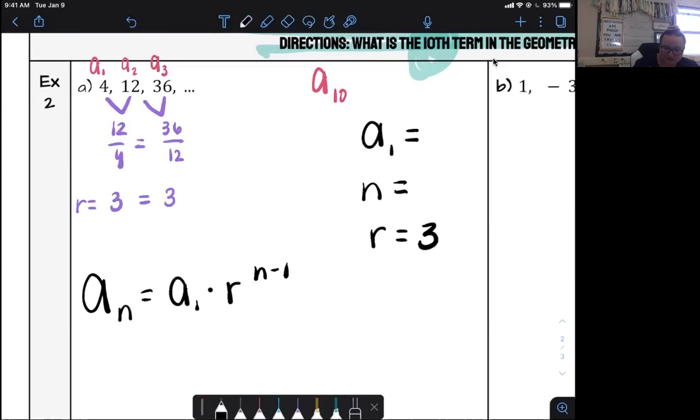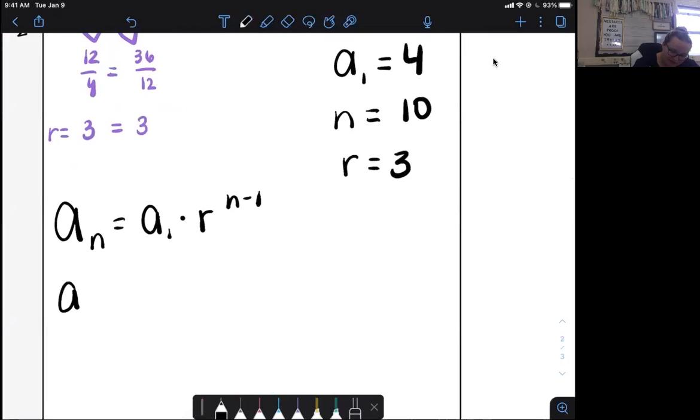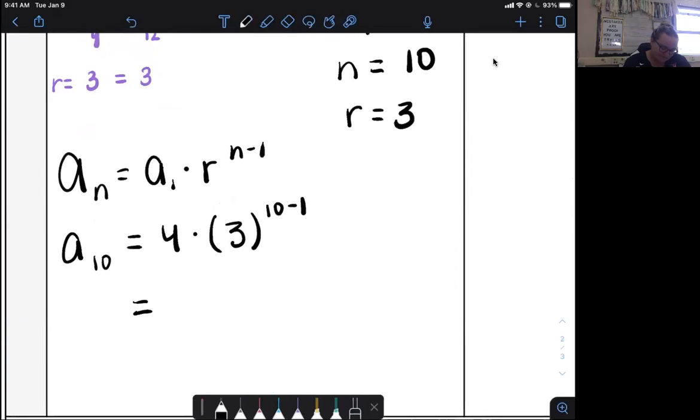N, we're looking for our 10th term. So n is 10. A sub 1, our very first term in our sequence, is 4. So let's plug that information in. So a sub 10, our 10th term, is equal to our first term, 4, times our common ratio of 3 to the n minus 1 power, so 10 minus 1 power. Let's keep simplifying. So we always do our exponents first. 4 times 3 to the 10 minus 1, which would be 9. Then we need 3 to the 9th power.